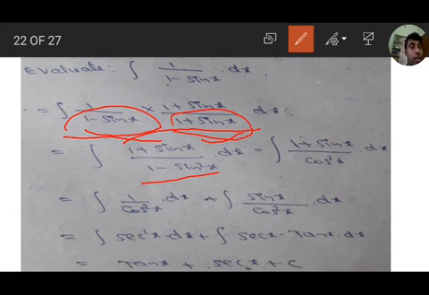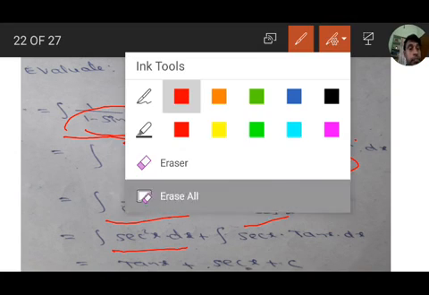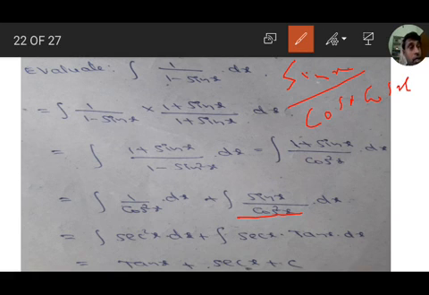So integration of 1 plus sin x by 1 minus sin square x, which means cos square x. Separating the division, integration of 1 by cos square x plus integration of sin x by cos square x dx. Integration of 1 by cos square x means sec square x, and sin x by cos square x means sin x by cos x into 1 by cos x, where sin x by cos x is written as tan x and 1 by cos x is written as sec x.